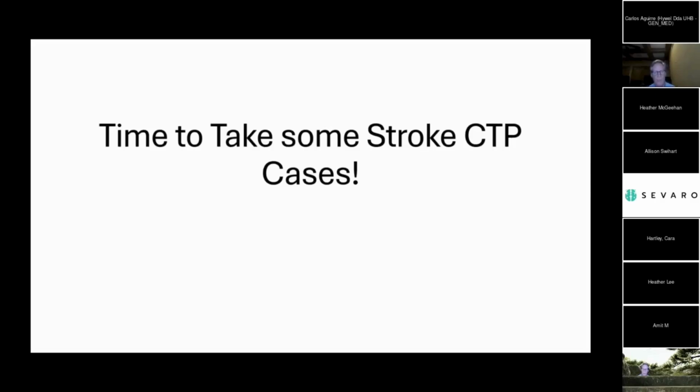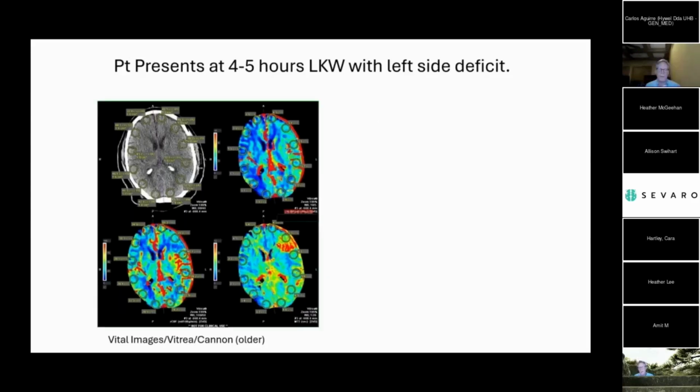Now, I'll warn you, it's going to go pretty intense, pretty fast, but remember, repetition is the mother of learning, and we're going to try to take advantage of that principle. So let's start with a case. This is a Vitrea case. It's owned by Canon. It's old. It does not have a summary map.